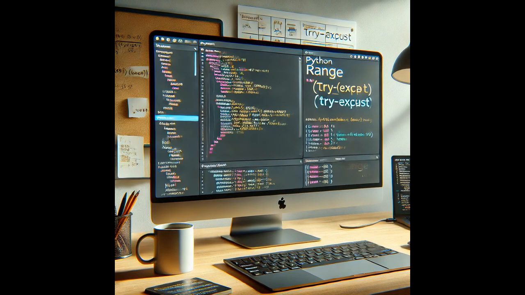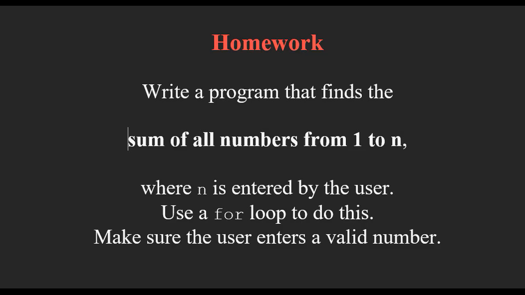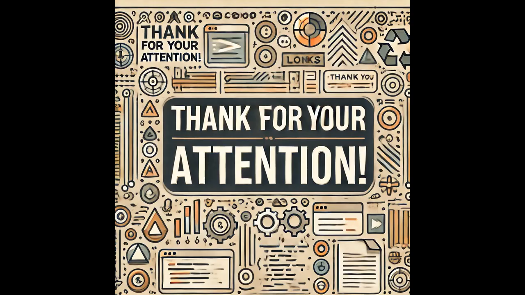Summary. Today we learned how for and while loops work, and we also explored nested loops. We learned to use the range function and handle exceptions to avoid errors. Homework. Write a program that finds the sum of all numbers from 1 to n, where n is entered by the user. Use a for loop to do this. Make sure the user enters a valid number.